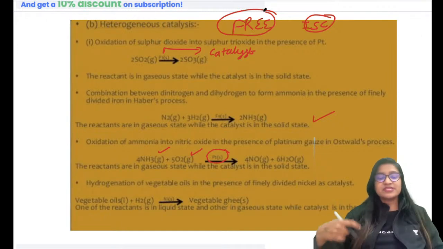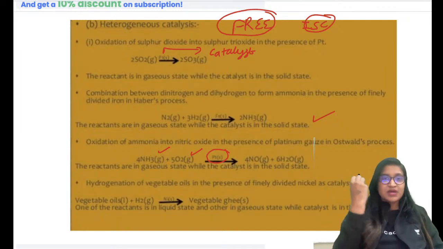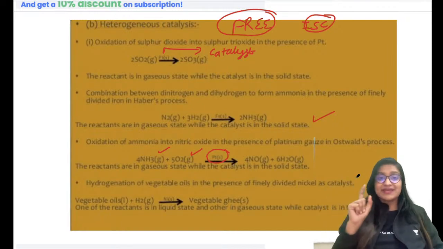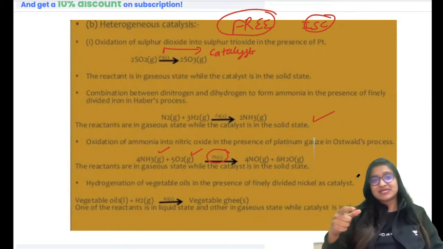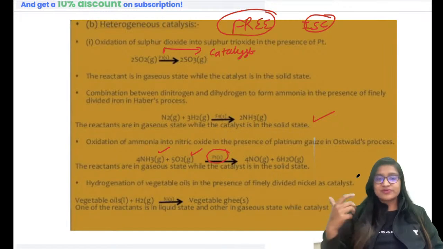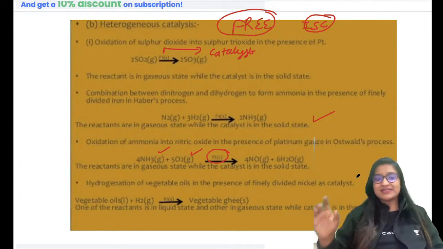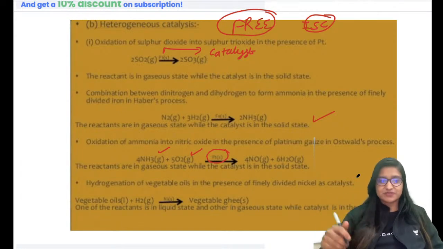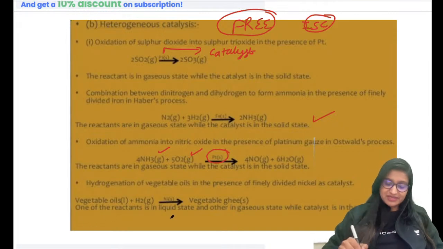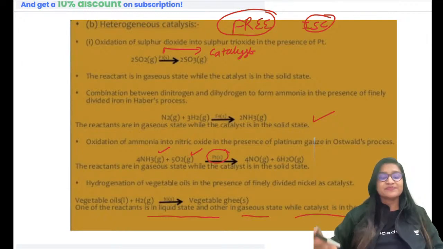Where were we? On the hydrogenation of vegetable oils in the presence of finely divided nickel. So you'll see that here we are using finely divided iron or finely divided nickel, because again the reason is, the more surface area which is present, the better the chances of adsorption, right? We have already done this in our previous lectures. So you can say here one of the reactants is in the liquid state and the other is in the gaseous state, while the catalyst is in the solid state.